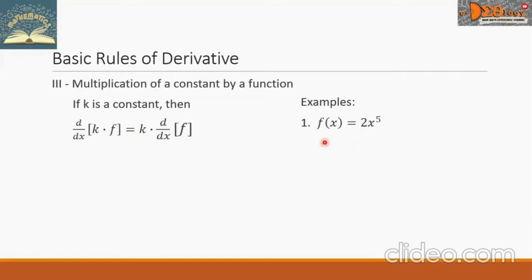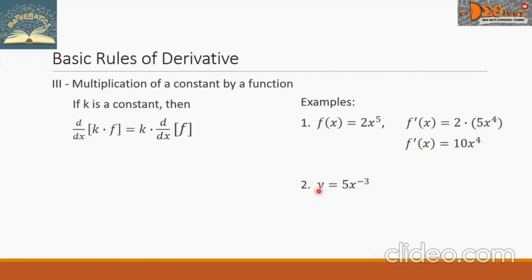Example 1, we have f of x equals 2x raised to 5. So the derivative here is 2 times the derivative of this x raised to 5. And that is equal to 5x raised to 4. Then we will multiply the constant 2 with the coefficient 5. So the final answer is 10x raised to 4.